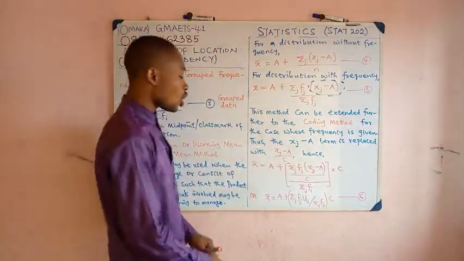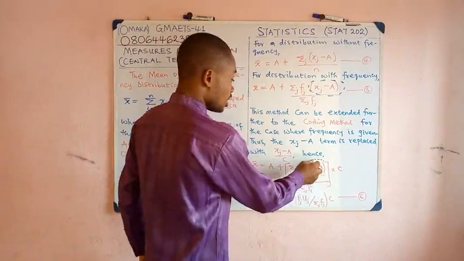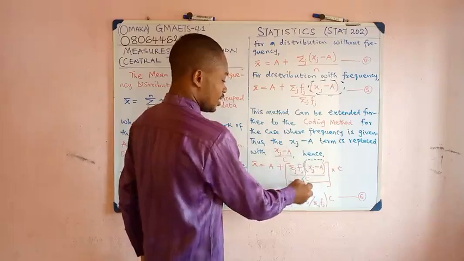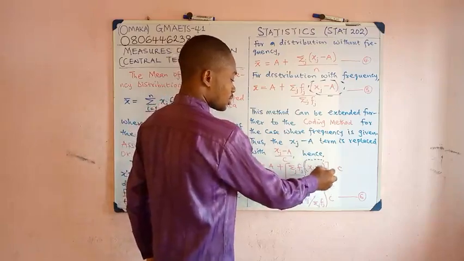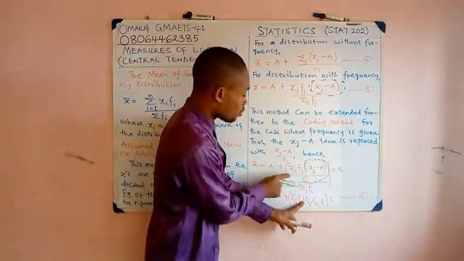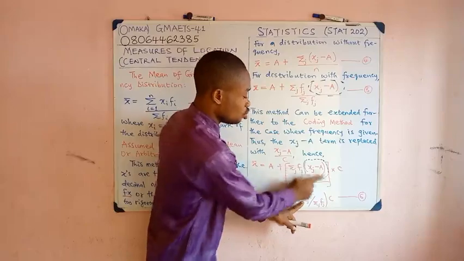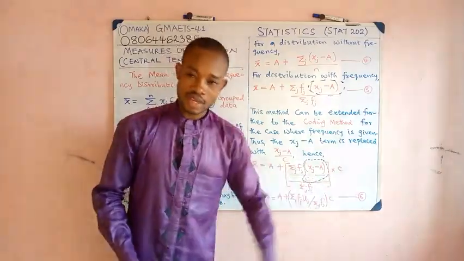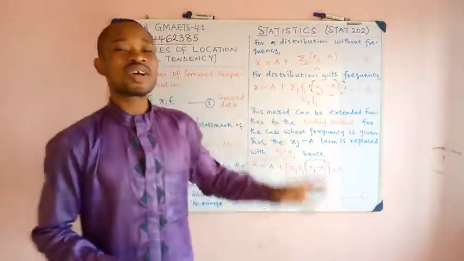Once again, if we call all these terms, look at it. This term that is xj minus a divided by c, the class width, if we happen to call it u, it means that this formula becomes summation f times u, everything divided by what? Summation of frequency times the class mark. Now how do we work on all these things?